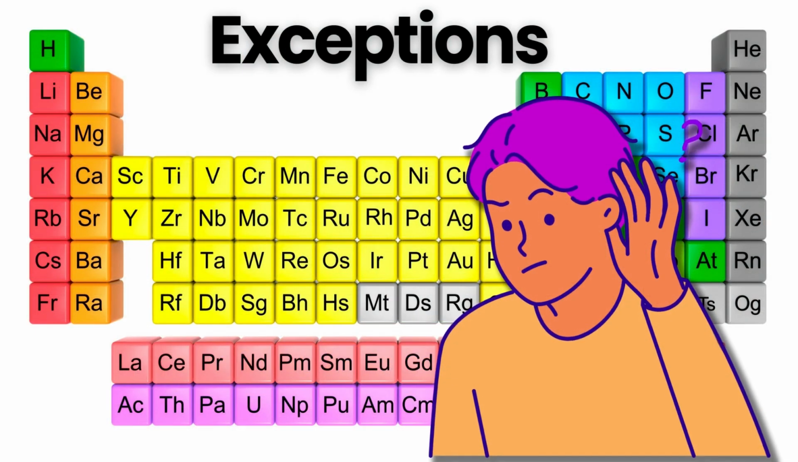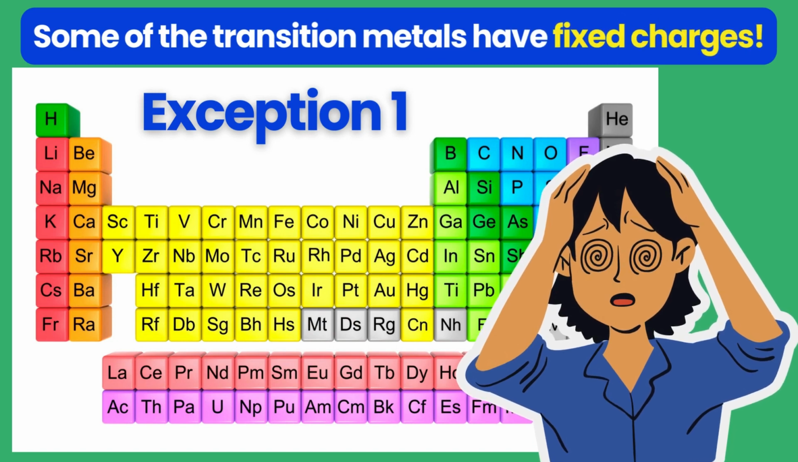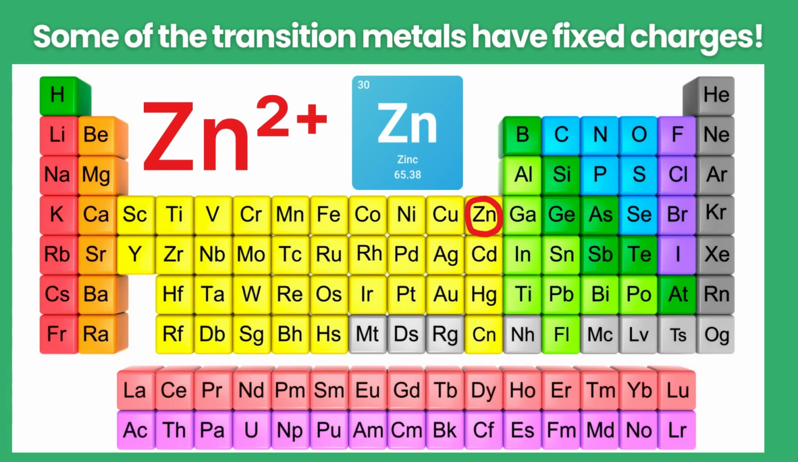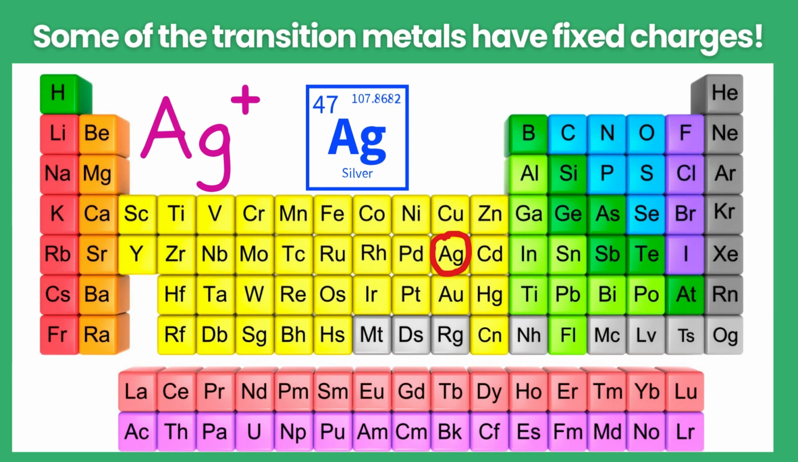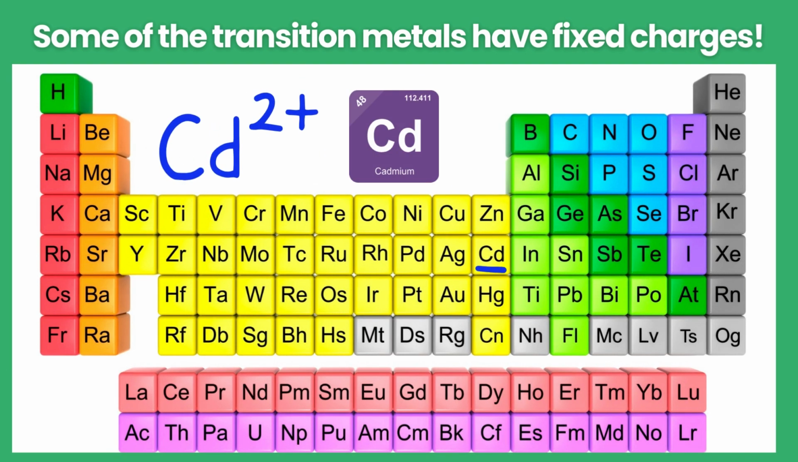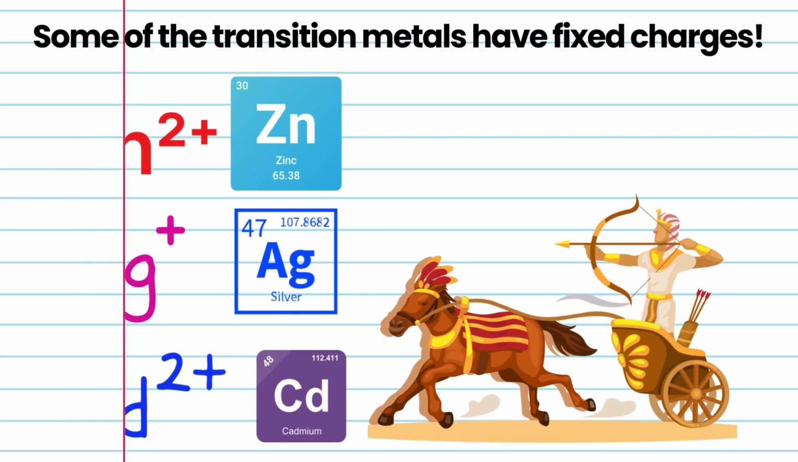There are some exceptions to tip 5. Exception 1. Some of the transition metals have fixed charges. For example, zinc forms 2+ ion. Ag, silver, forms 1+ ion. Cd, cadmium, forms 2+ ion. So they do not need Roman numerals.